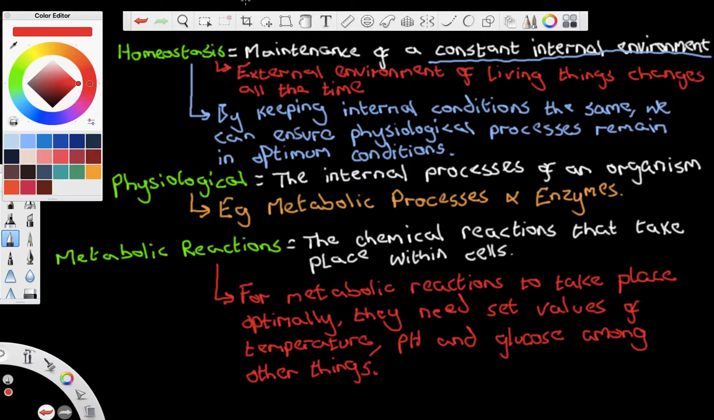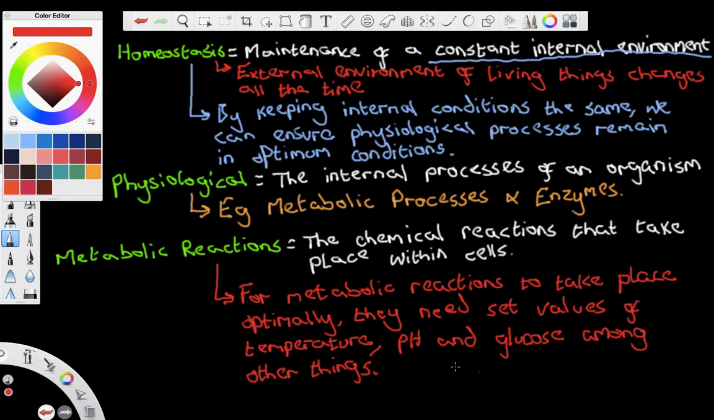Okay? So we've said that homeostasis is the maintenance of a constant internal environment. The external environment of living things is changing all of the time, and living things need to ensure that they are keeping all conditions the same internally so that metabolic reactions can take place. Physiological things are the internal processes of an organism, which include metabolic processes and enzymes. Metabolic reactions are the chemical reactions that take place within cells. For metabolic reactions to take place optimally, so at their best rate, they need to have set values of temperature, pH, and glucose, among other things.